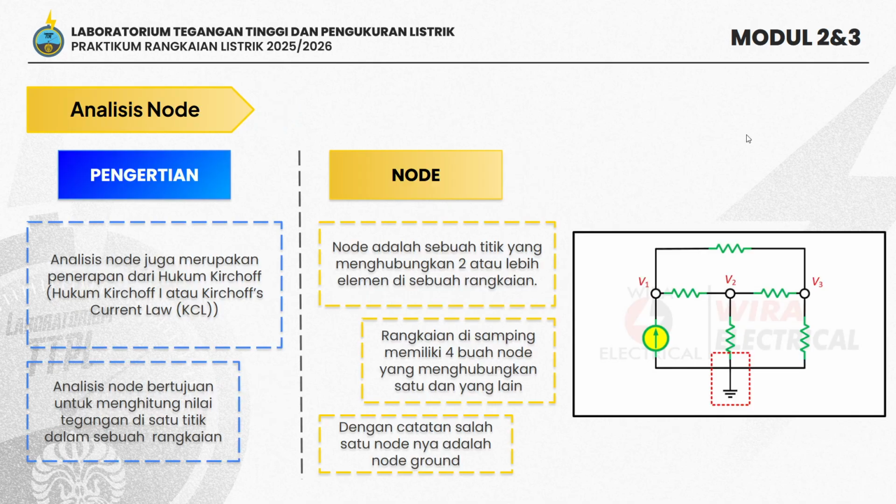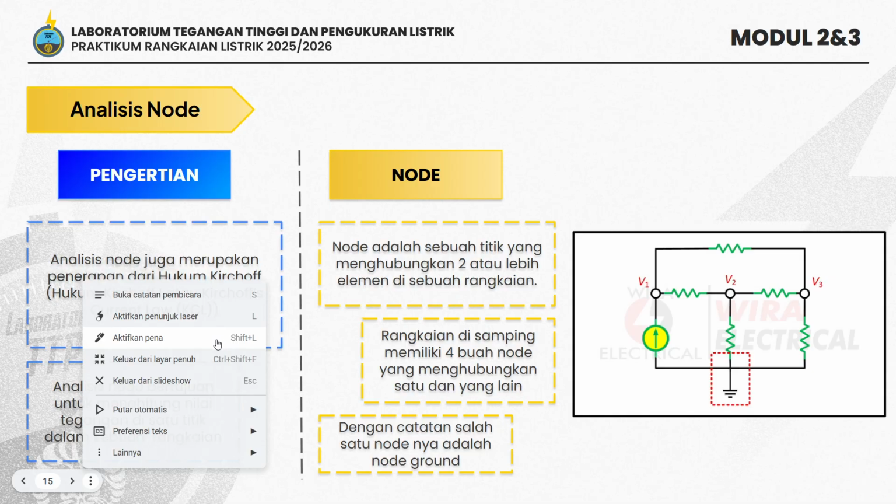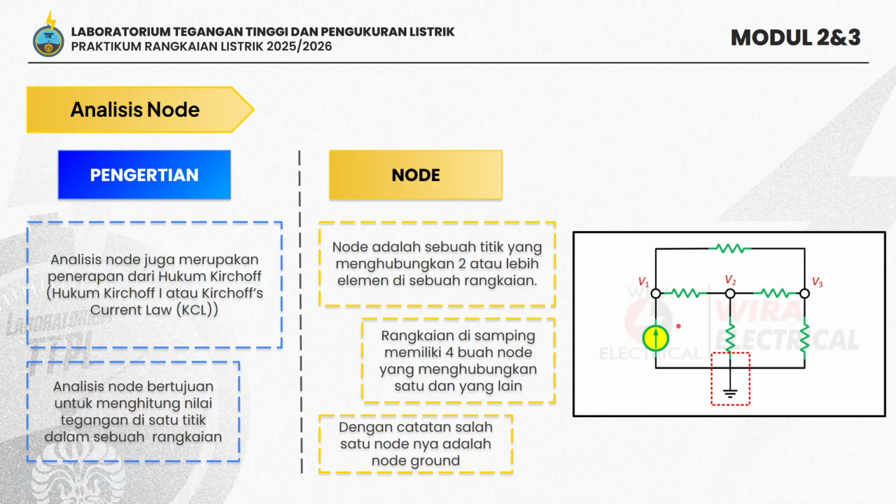Next is node analysis. Node analysis is based on Kirchhoff current law and is used to calculate unknown voltage in a circuit. A node is a point that connects two or more elements in a circuit. For example, in the circuit there are 4 nodes: node 1, 2, and 3, and also a ground node.